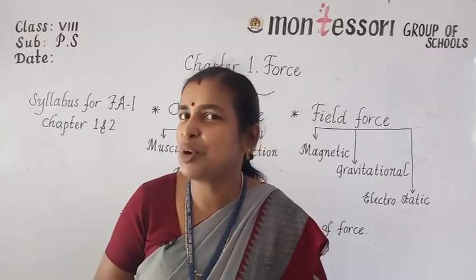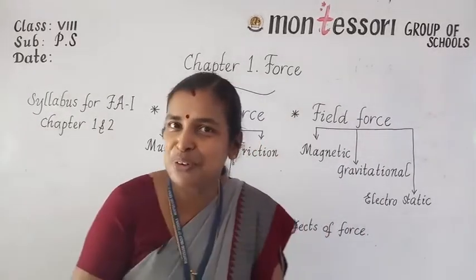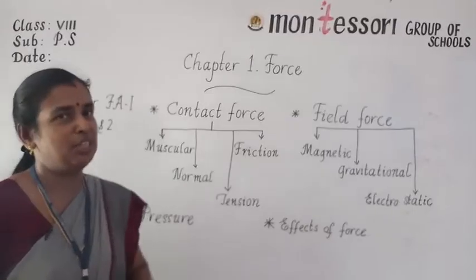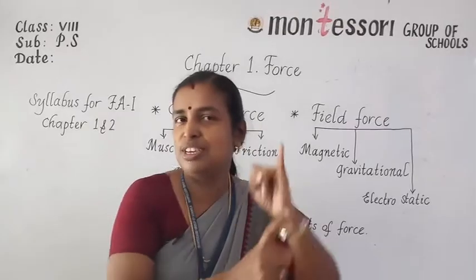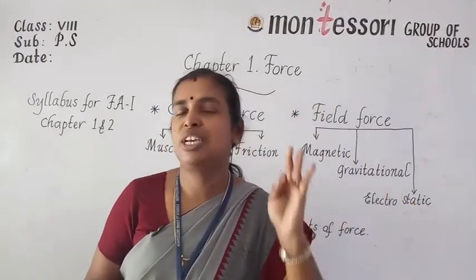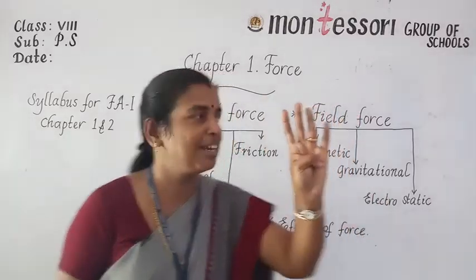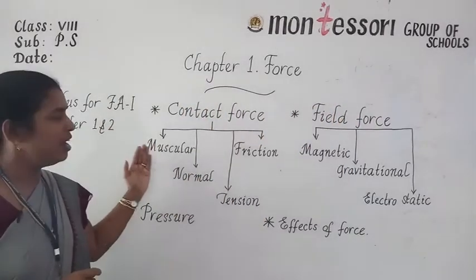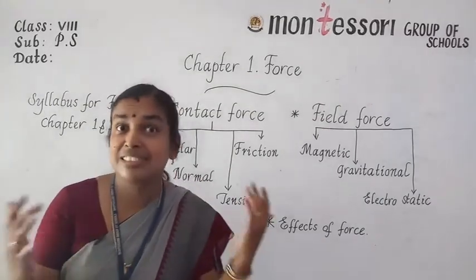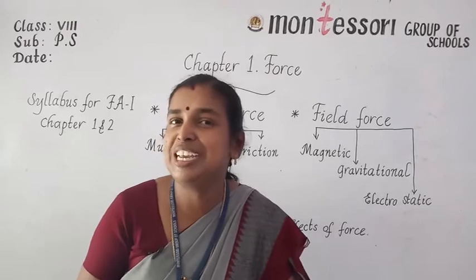First let us discuss contact force. So see, we have four types of contact force. First one is muscular force, second one is frictional force, third one is normal force, and fourth one is tension. So here: muscular, normal, tension and friction. Let us discuss each one in detail.